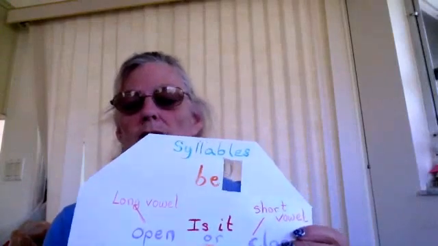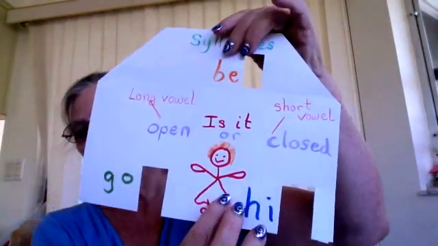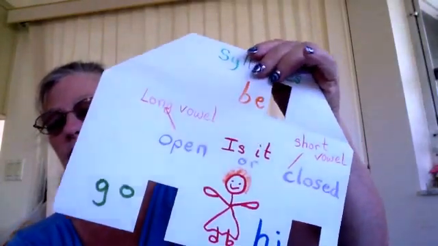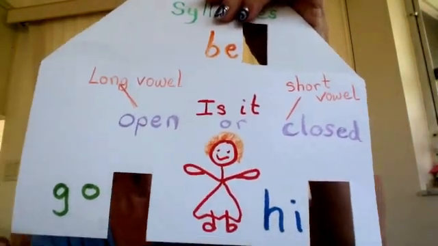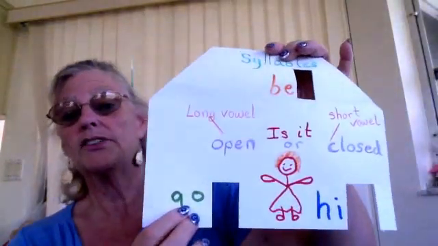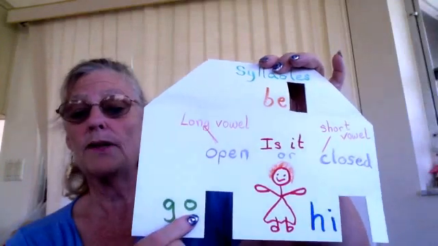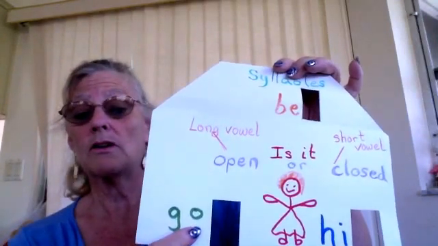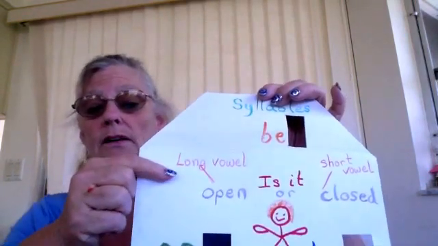I made this little house to sort of show what an open and closed syllable was. And my beautiful drawing of the little person here is asking, is it open or is it closed? First we have this word go. Go is an open syllable because it's ending in a vowel. And so that vowel sound is long. If it's an open syllable, it has a long vowel sound.